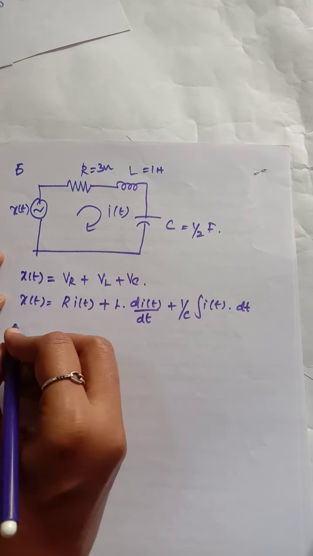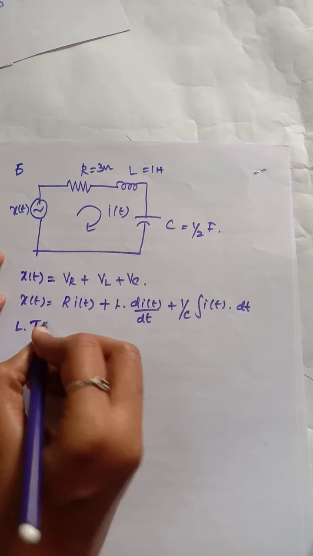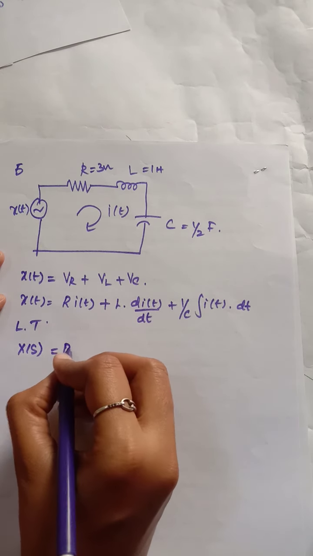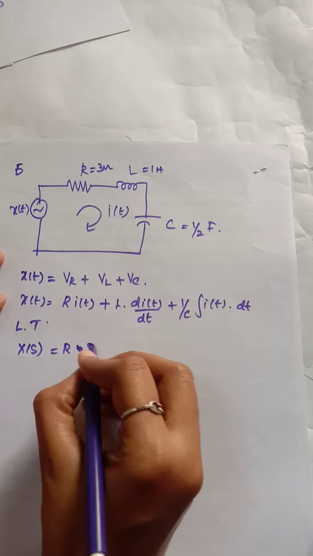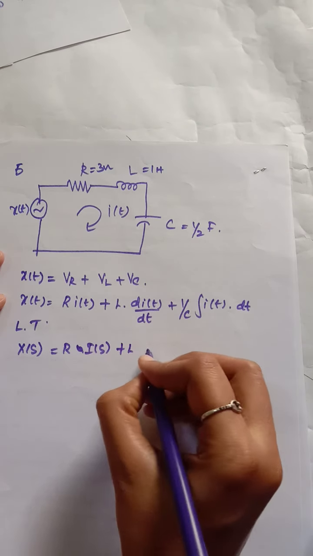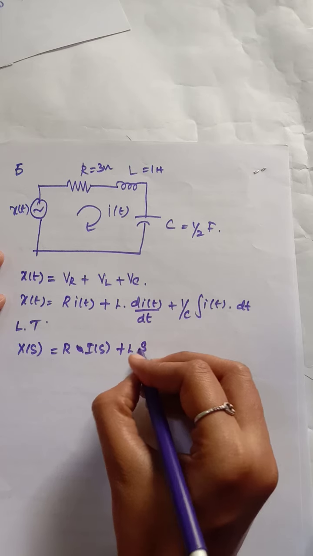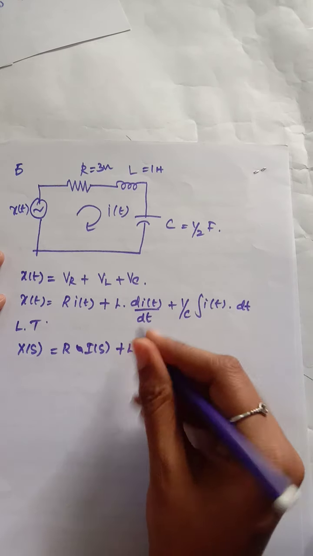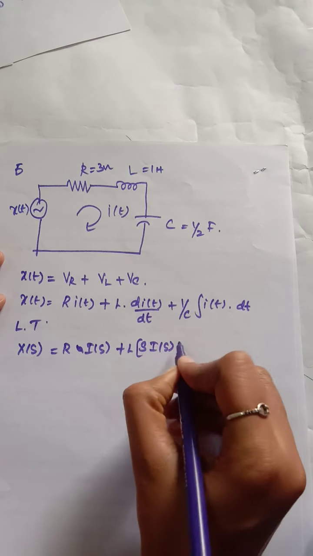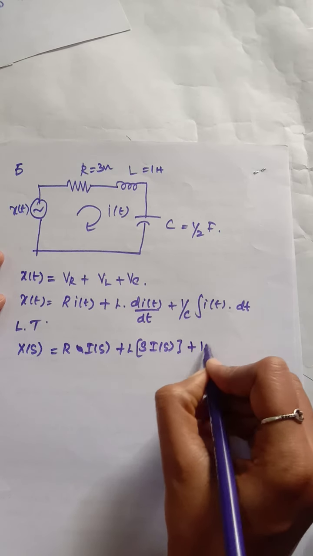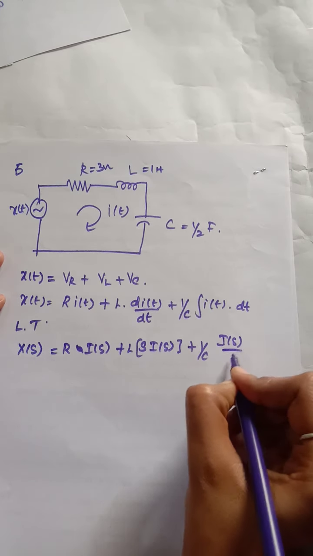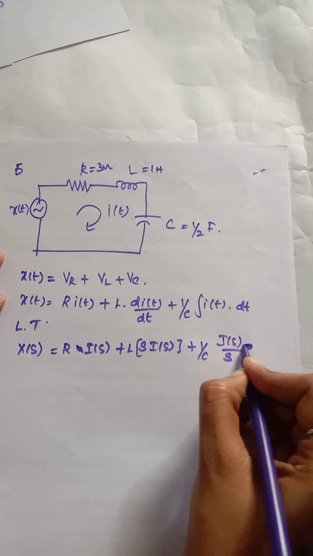Okay, so next apply the Laplace transform to this. So you will get x of s, which is equal to R into I of s plus L, here it is differentiation, so s into I of s. Here there are no initial conditions given, so this is enough. Then 1 by C into integral, if we have an integral you have to write I of s by s, which is equal to x of s.